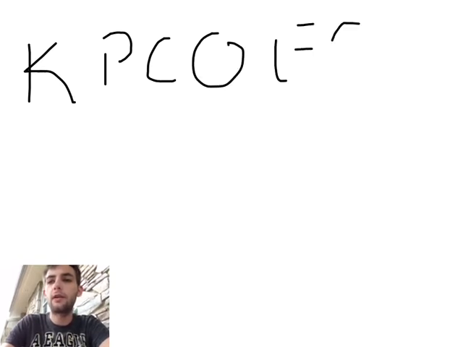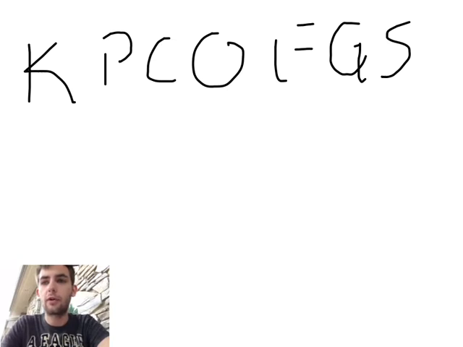Remember you have kingdom, phylum, class, order, family, genus, species. King Philip came over for green spaghetti, right? And so which one makes up the classes? It's going to be the O, or the orders here.